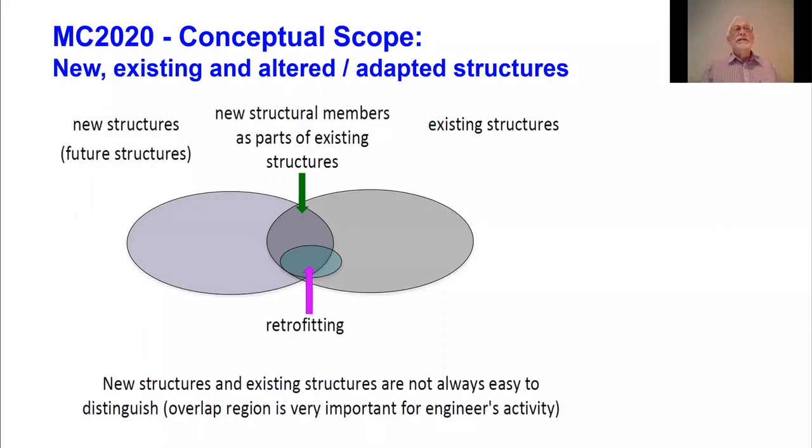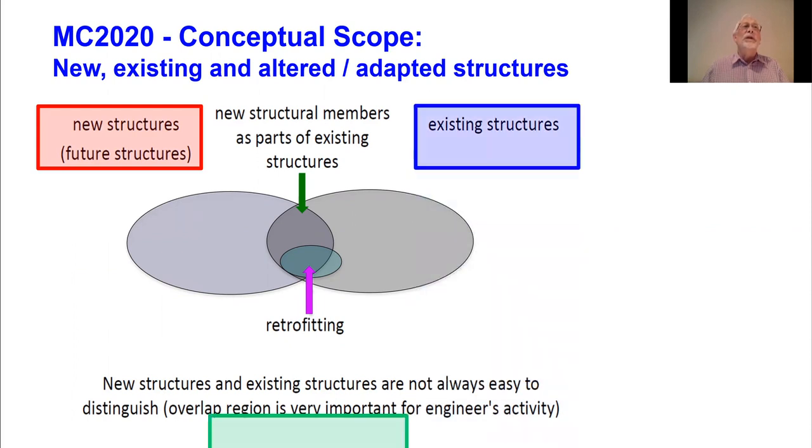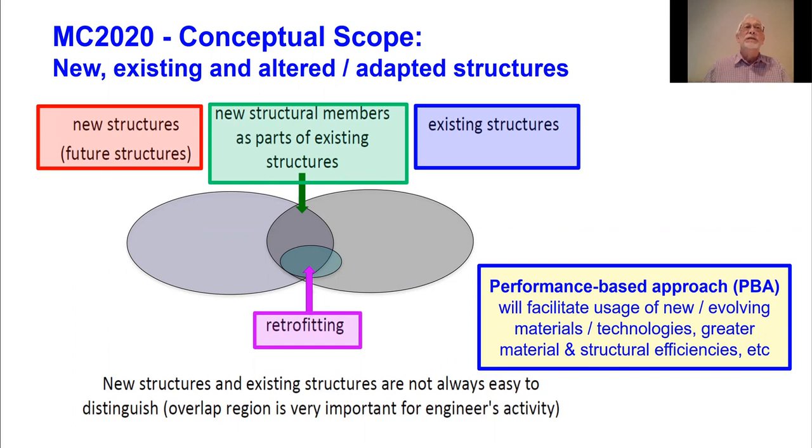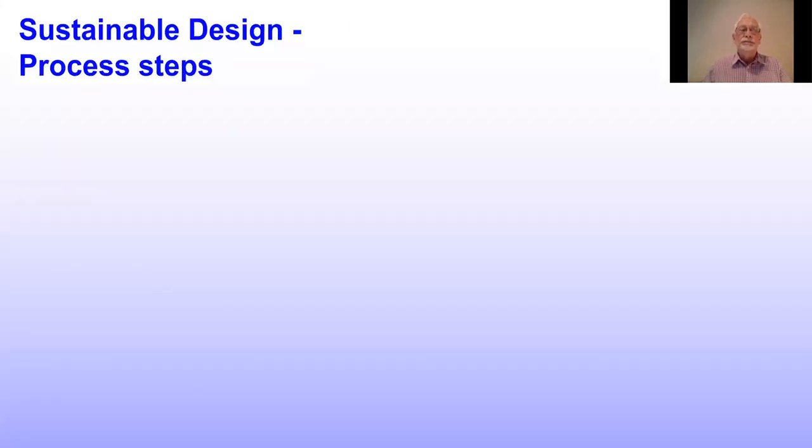This, of course, brings us to reflect upon the conceptual scope of Model Code 2020 that deals with both new, existing, altered and adapted, as well as retrofitted concrete structures. And as you might expect, this links to the adoption of a performance-based approach, which is required to facilitate the usage of new and evolving materials and technologies, as well as to gain greater material and structural efficiencies.